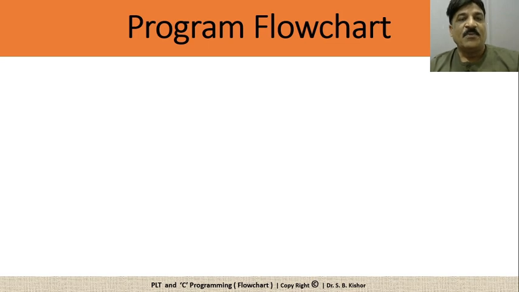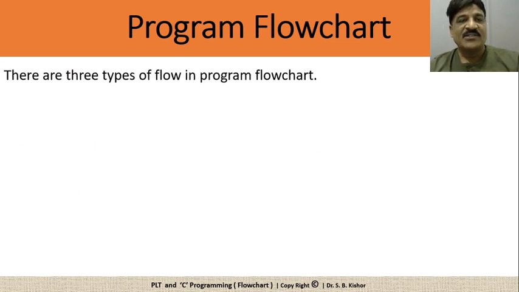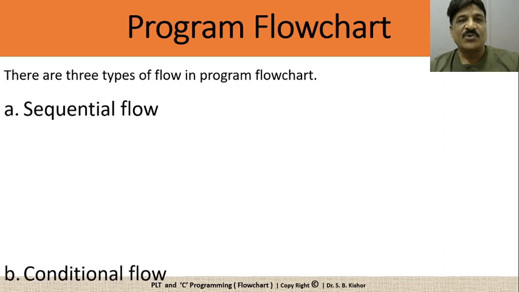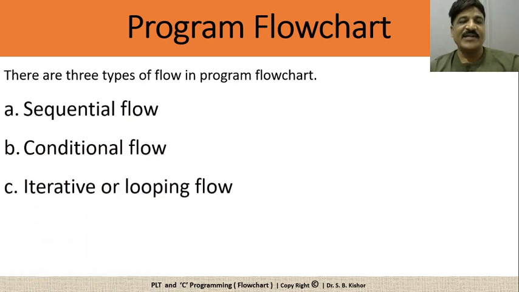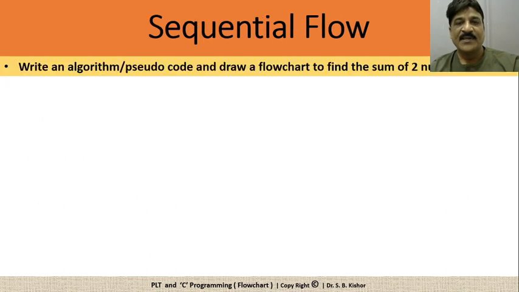Then the program flowchart. When you are talking about the program flowchart, it again consists of three types of flow. The first one is called sequential flow, then conditional flow, and the last one is iterative or looping flow. We have already seen sequential process, conditional process and iterative process. So what is sequential? Where the sequence of steps are executed one after another. While in conditional flow, based on a certain condition, we are taking a certain decision. And iterative means where a sequence of steps is executed again and again as long as the condition is true. It is your iterative process or iterative loop or looping flow.